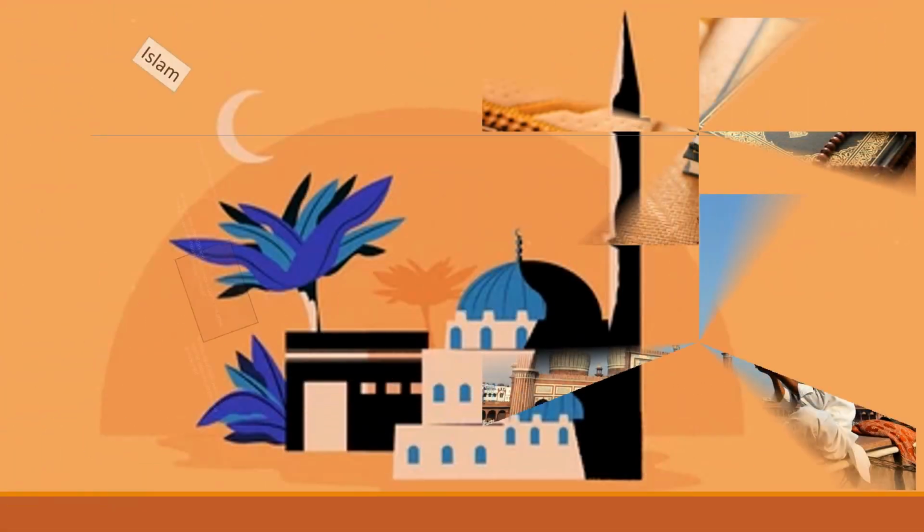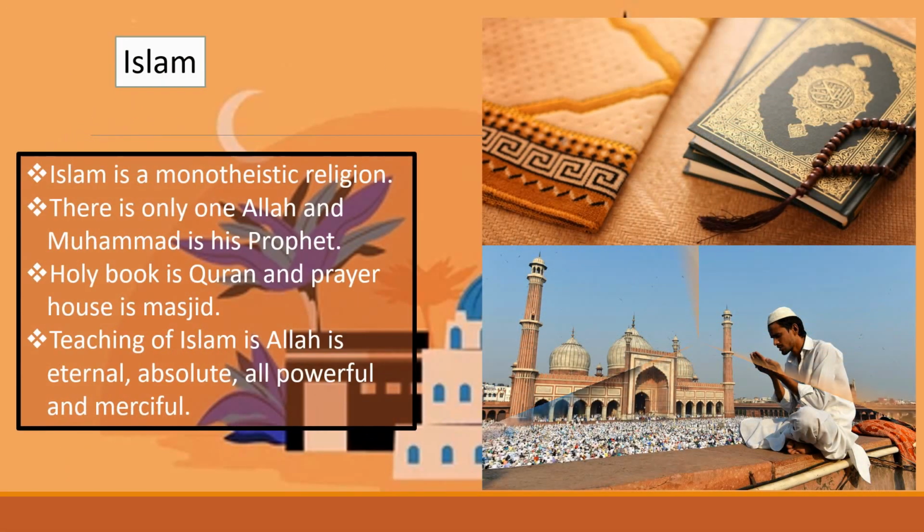Islam. Islam is a monotheistic religion. There is only one Allah and Muhammad is his prophet. The message of God is revealed through him in the holy book of Quran Sharif. The word Islam means peace. It also means surrender to Allah.